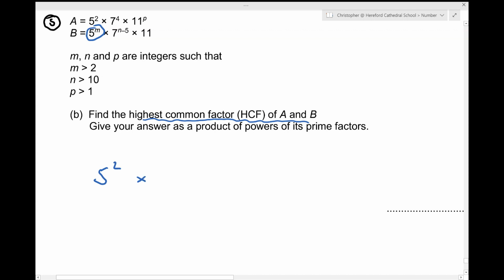Now, if n is greater than 10, then the lowest this one could be is 7 to the 5. So the lowest power of the 7 will always be 7 to the 4. And if p is greater than 1, then this is greater than 1, so that must be 11 squared or 11 cubed or something like that. So the lowest power of 11 is 11 to the power of 1. So that is the highest common factor of A and B, and I've given my answer as a product of powers of its prime factors.